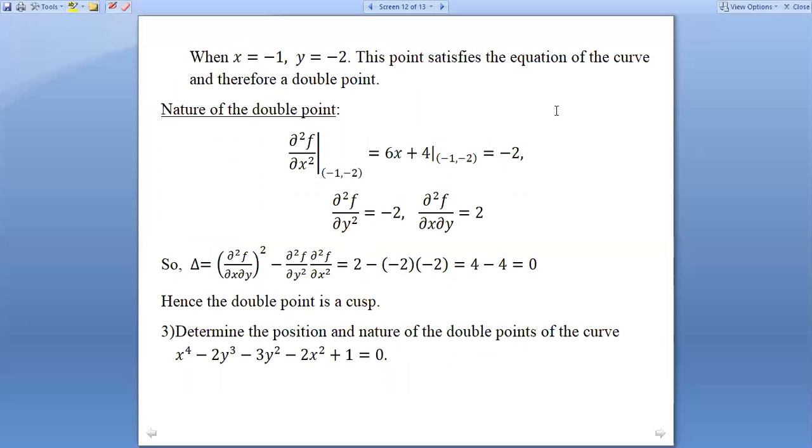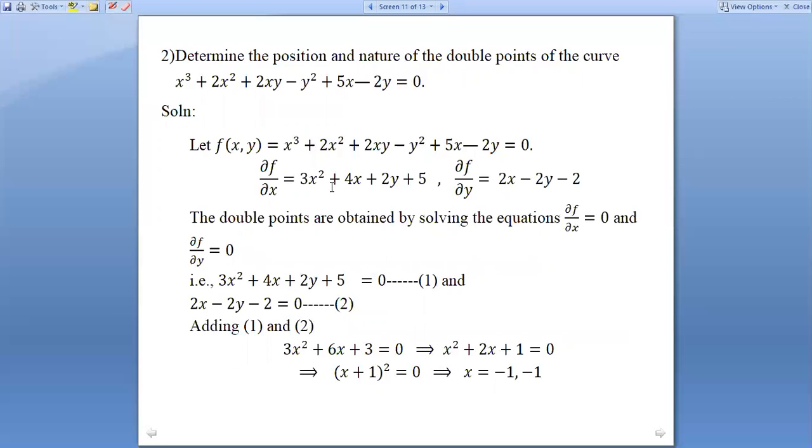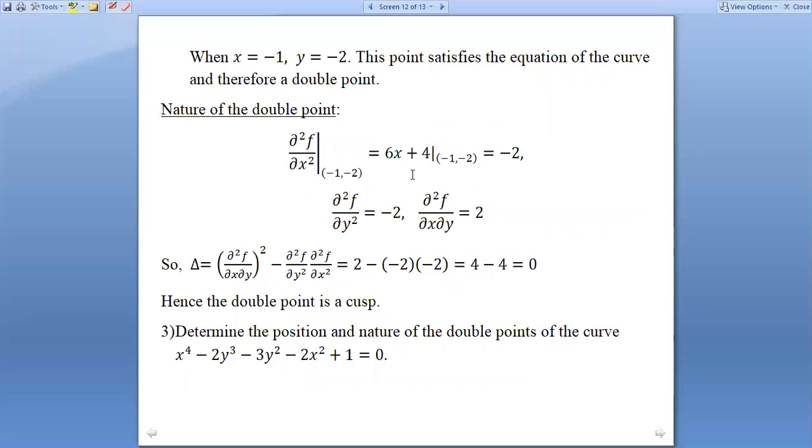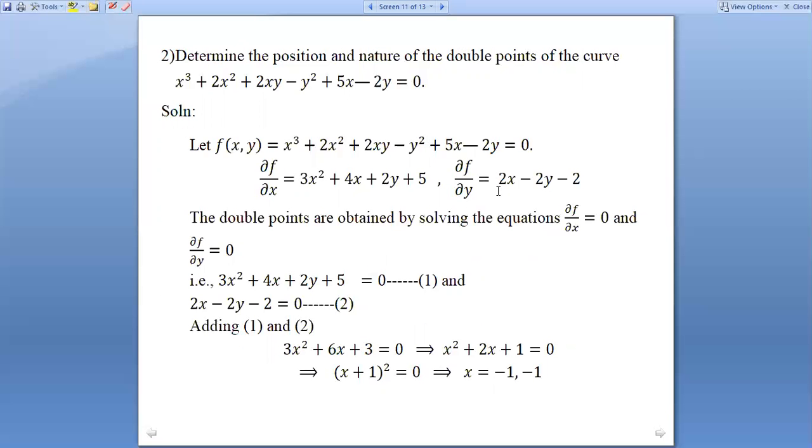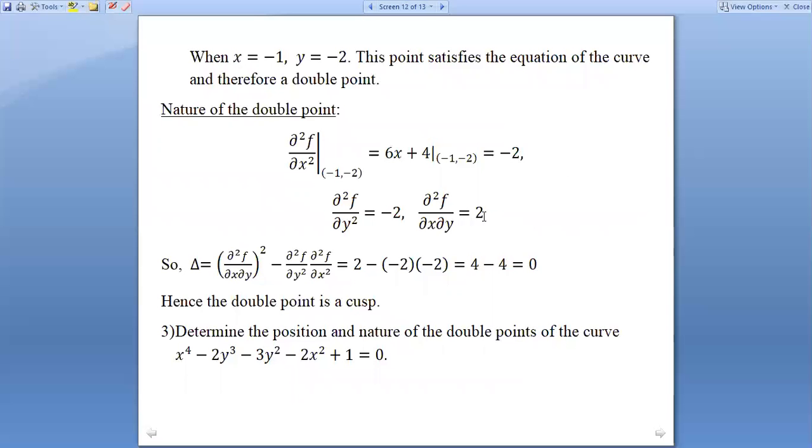To know the nature of the double point, we find ∂²f/∂x² at the point (minus 1, minus 2). ∂²f/∂x² will be 6x plus 4. Substitute x equal to minus 1 and you will get minus 2. Similarly, ∂²f/∂y², differentiating with respect to y, you will get minus 2.